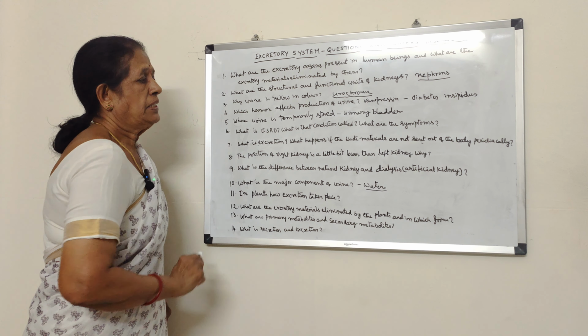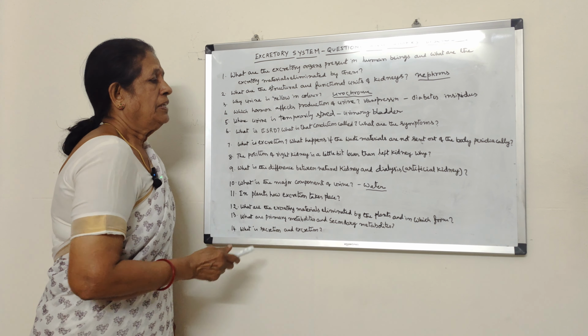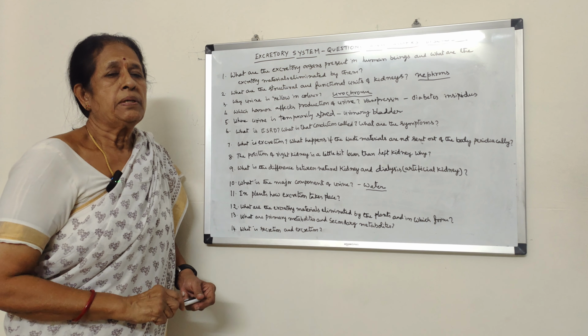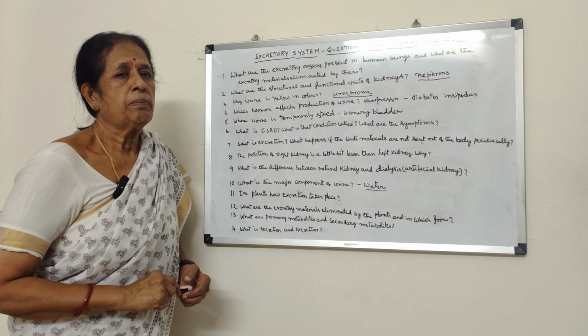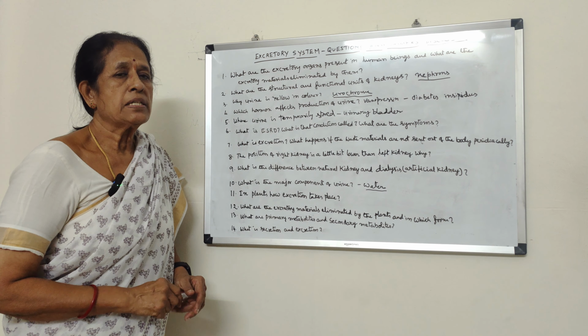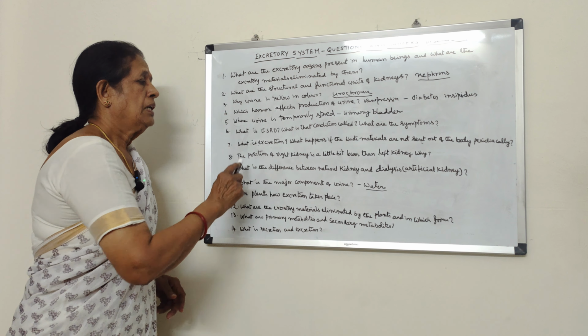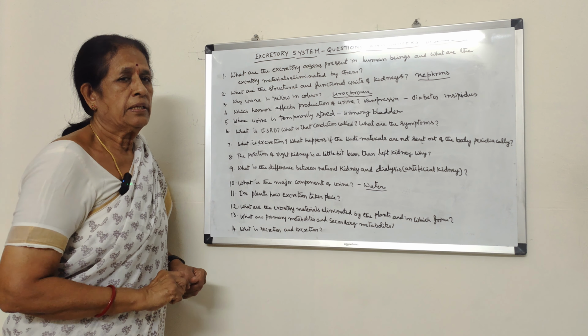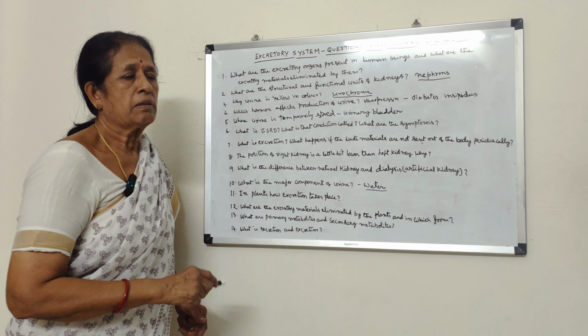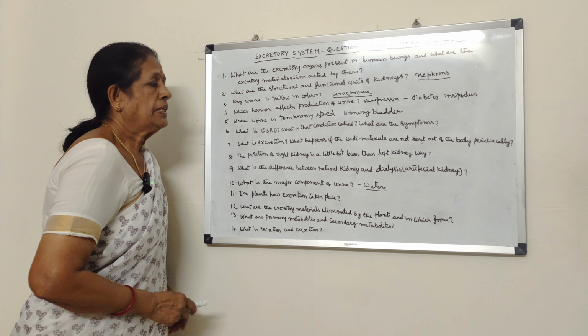And what is excretion? So that is an important definition. What is excretion? Elimination of waste materials that are formed in the body due to various metabolic reactions. That is called excretion.